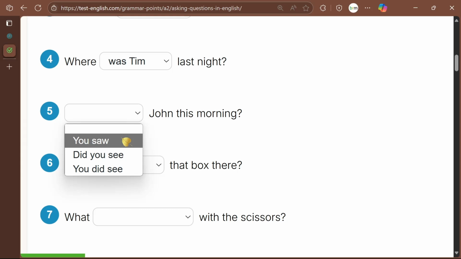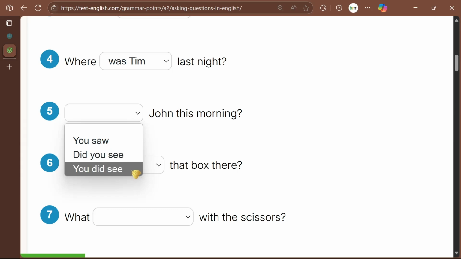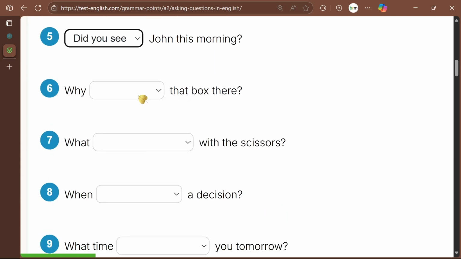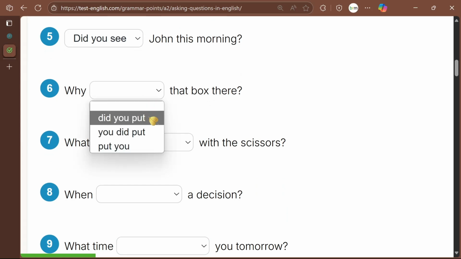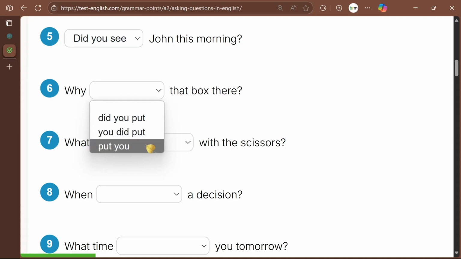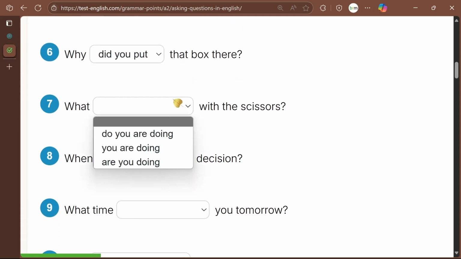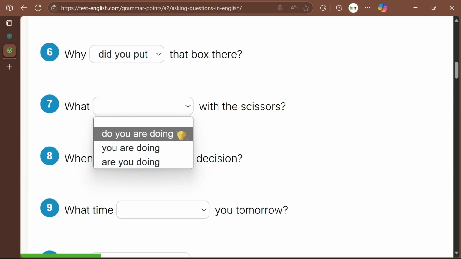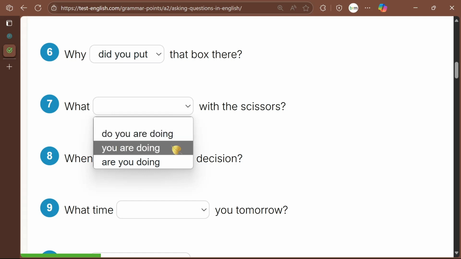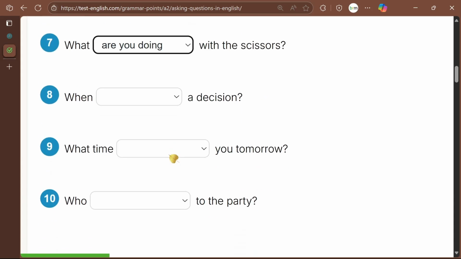Did you see John this morning? Did you see? Yes, easy. Why did you put that box there? No? Okay. What do you are doing? Oh wow. Where is Sankicha? Maybe he would write something like this. Colombo, yes. What are you doing with the scissors? Yes, the last one. Okay?